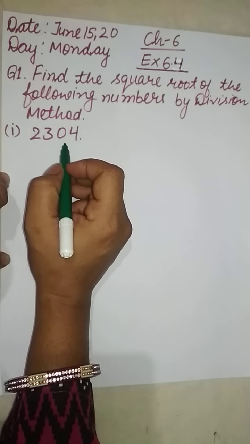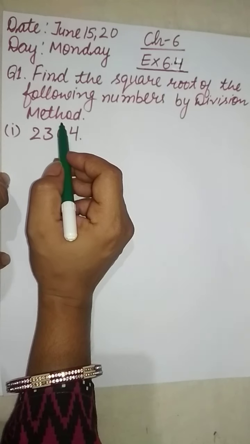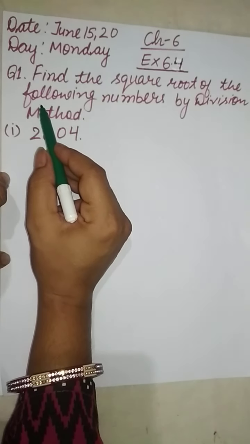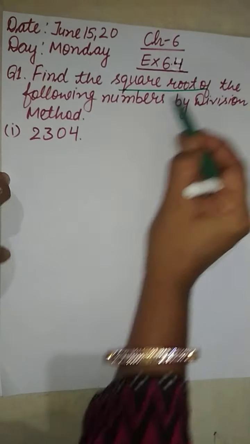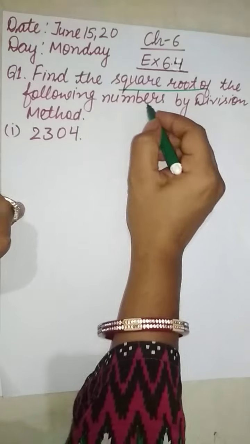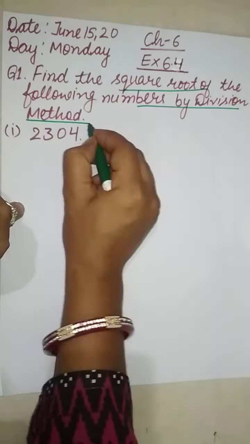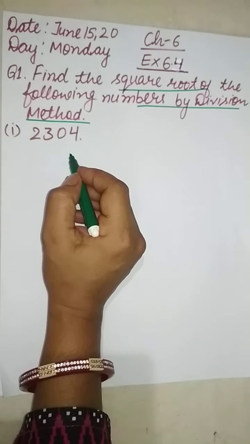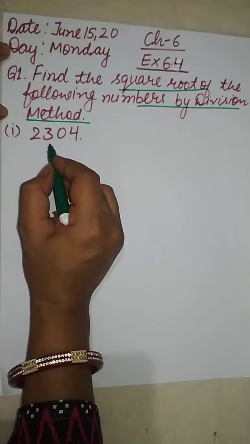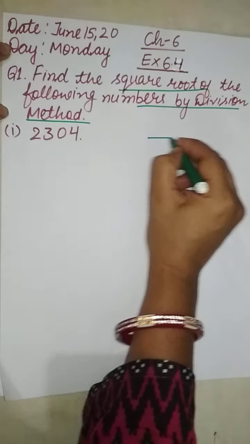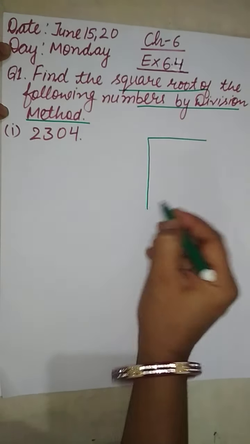Today we are going to start with exercise 6.4, chapter number 6, squares and square roots. The very first question of this exercise is: find the square root of the following numbers by division method. Students, this method is just like the division. Here the number is 2304. I'll write this number in division form.